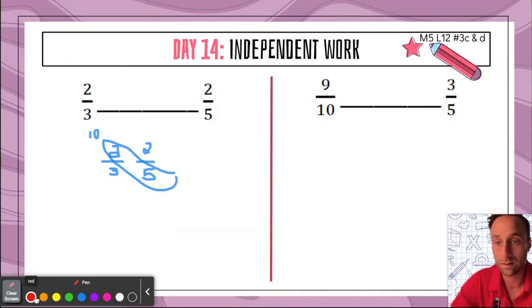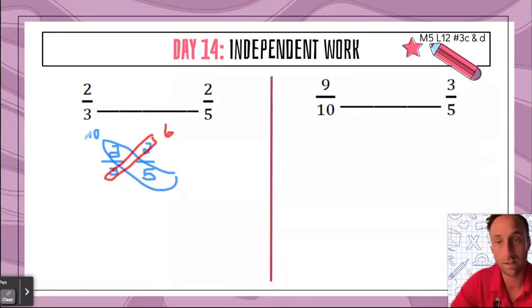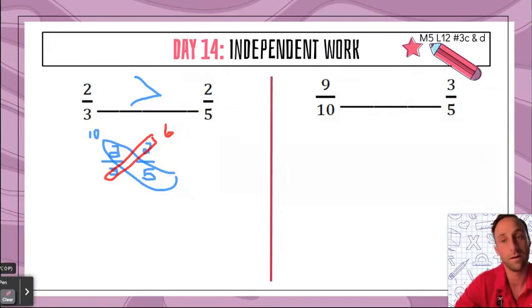and 3 times 2 gets me 6. So my question to you is, which one's greater? Well, I know 10 is greater than 6, so that means 2/3 is greater than 2/5, or 2/5 is less than 2/3. All right, nice job there.